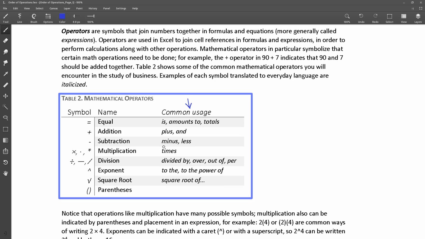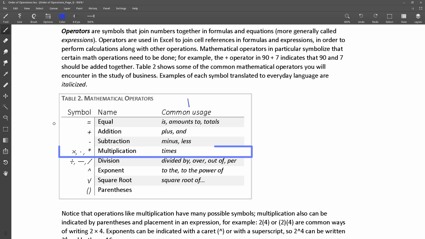What I mean is, if we take a look at the multiplication row, you see that multiplication could be signified with an X, with a dot, or with an asterisk. So 2 times 4 could be 2 dot 4, or it could be 2 times 4 with an asterisk. The asterisk is the one that is used in Excel. And 2 times 4 with the X symbol is probably the earliest representation of multiplication that you learned in your life. So these operations are singular operations, but they can have different symbols.